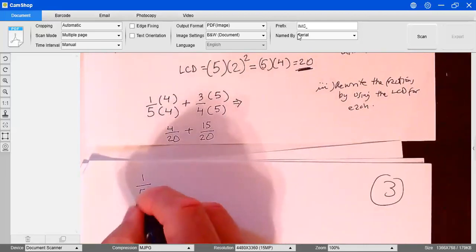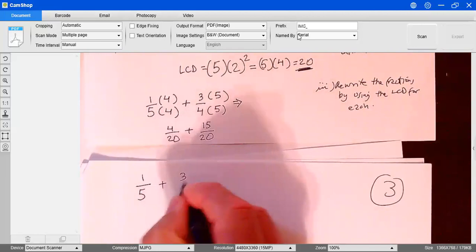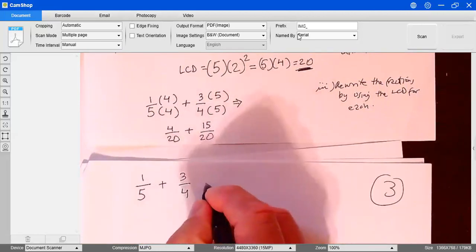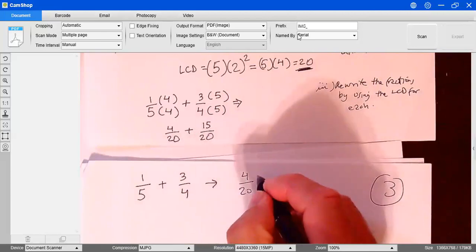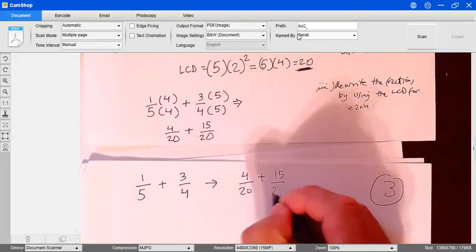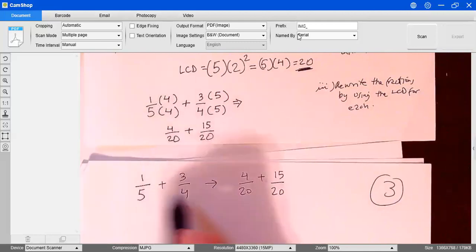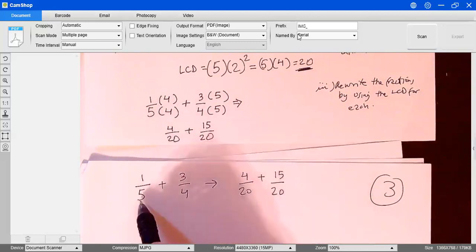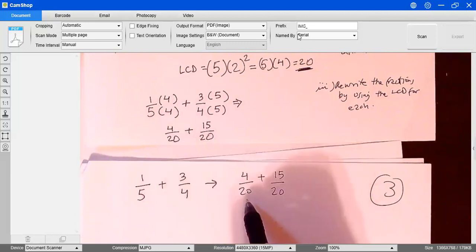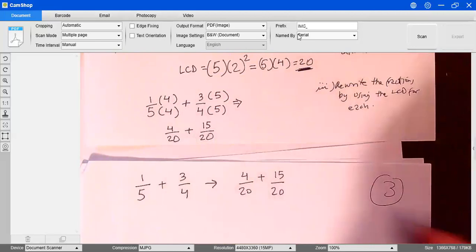So we have 1 over 5 plus 3 over 4 became 4 over 20 plus 15 over 20. So this sum is equivalent to this sum. The only difference is that we move from having different denominators to now having a common denominator, the same denominator. So now it's very easy to solve this problem.